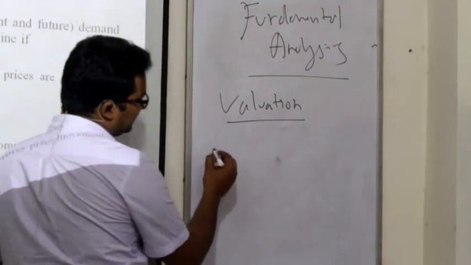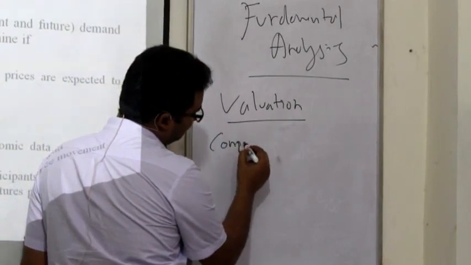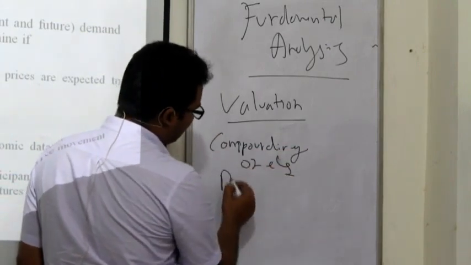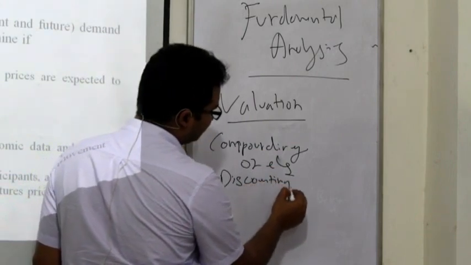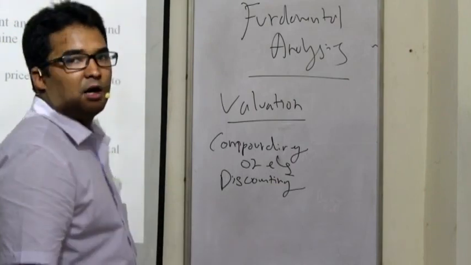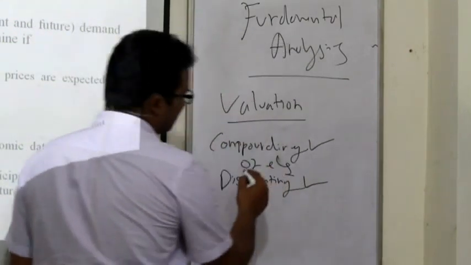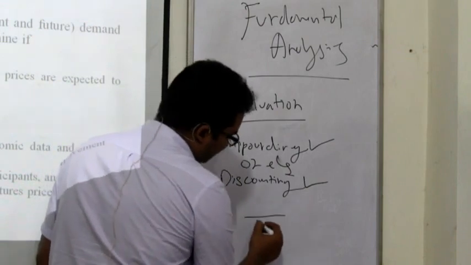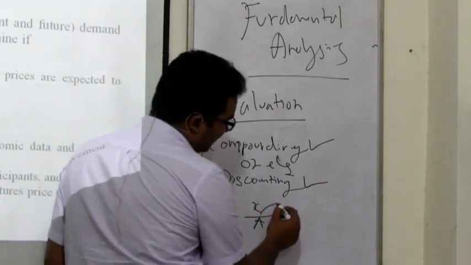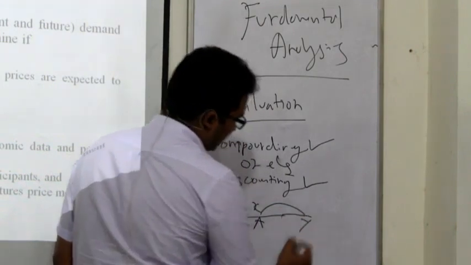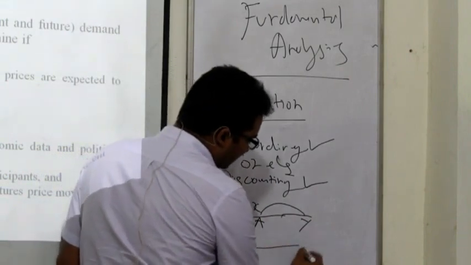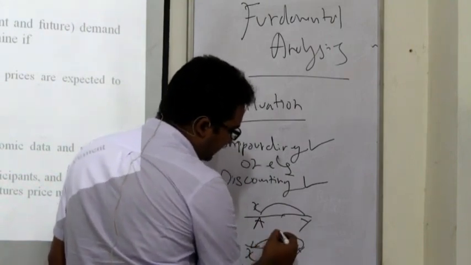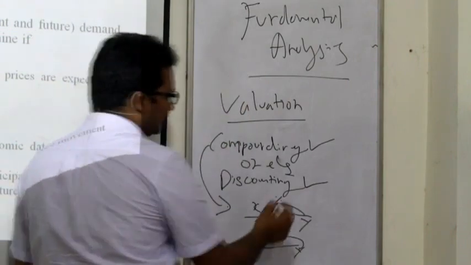So when we talk about the valuation concept with respect to fundamental analysis, what we are doing is we are either compounding or else we are discounting. So when we compound or discount a particular asset, if we talk about a timeline, in case of compounding, for example, we are standing here at X, and we are compounding it to Y. But in case of discounting, we take the Y price and discount it back to X at a particular interest rate. So this is called the discounting method.